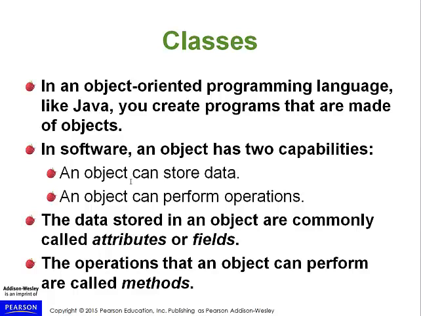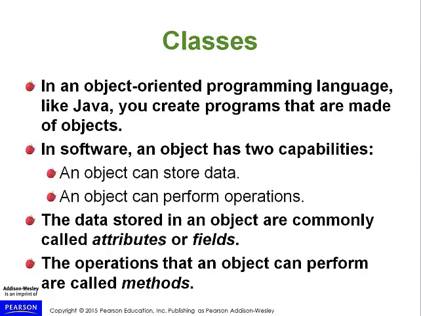The third bullet is that the data stored in an object is commonly called attributes or fields. So what's being stored in the object is called an attribute or field, and when it says "or," they're synonyms. I need you to understand that when an object is created, the attribute associated with that object is called an instance of that field. That is a test question, so please make a note that you will be asked about it.